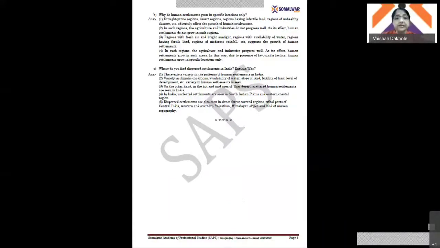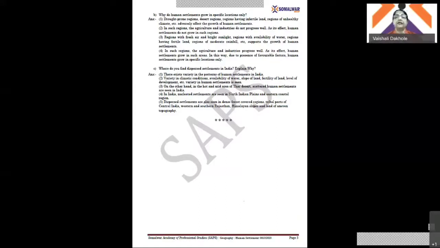So in the Amazon basin, we find less development of human settlement. In such regions, agriculture and industries do not progress. As there is no agriculture, no raw material is available for the industries, and therefore industries also cannot develop. As its effect, human settlements do not grow in the region. Regions with fresh air and bright sunlight, availability of water, fertile land, and moderate rainfall support the growth of human settlement.